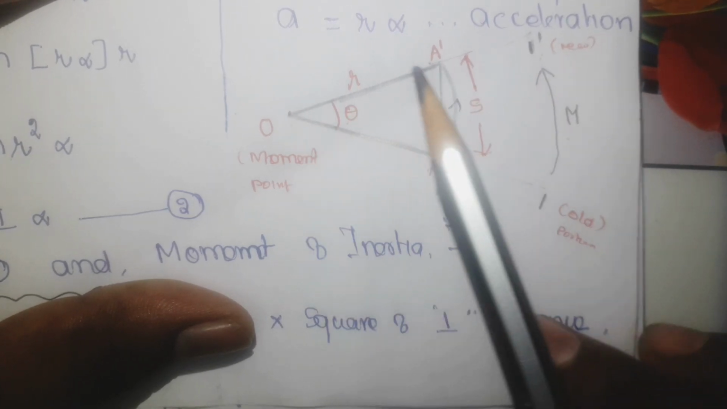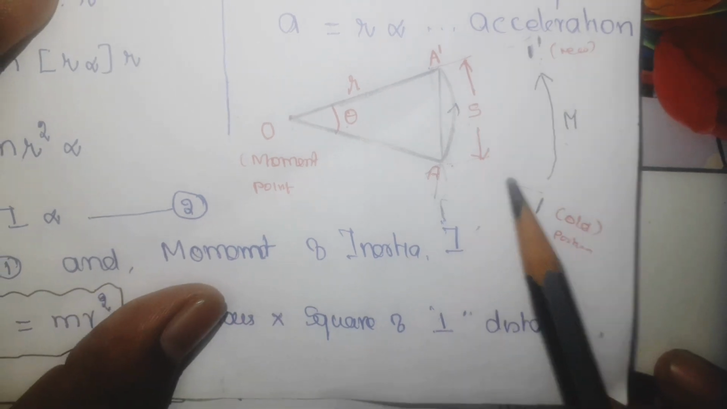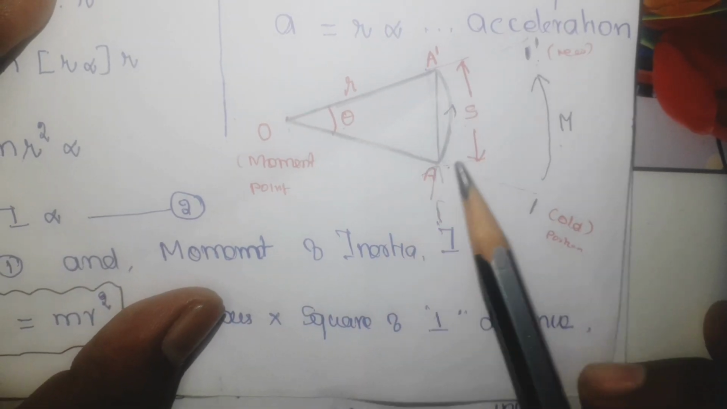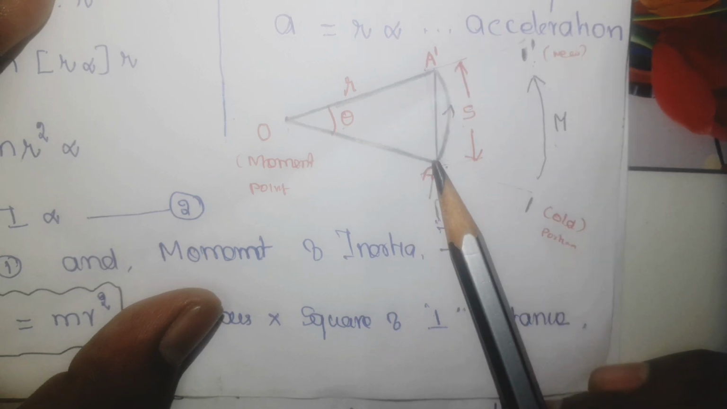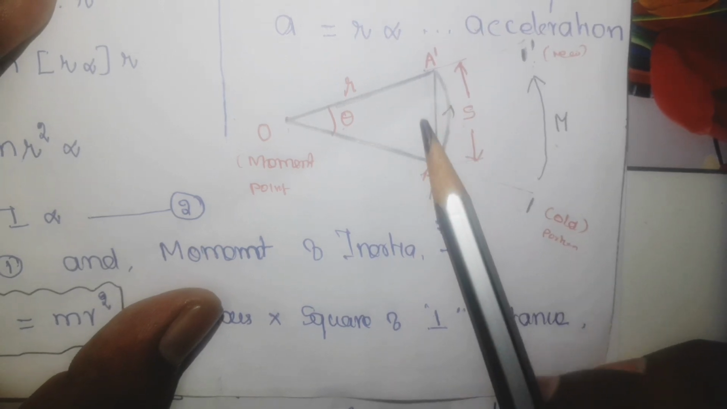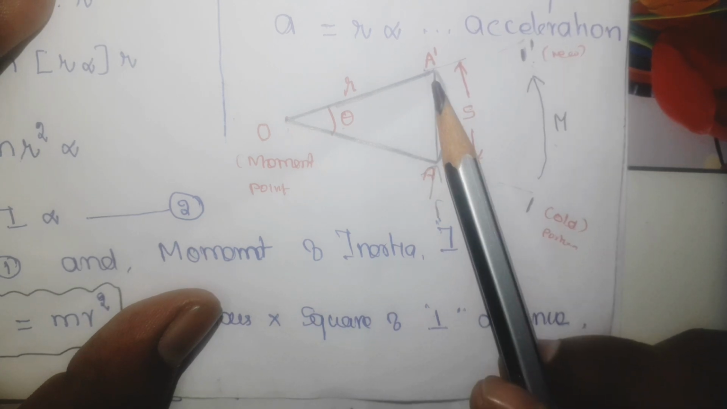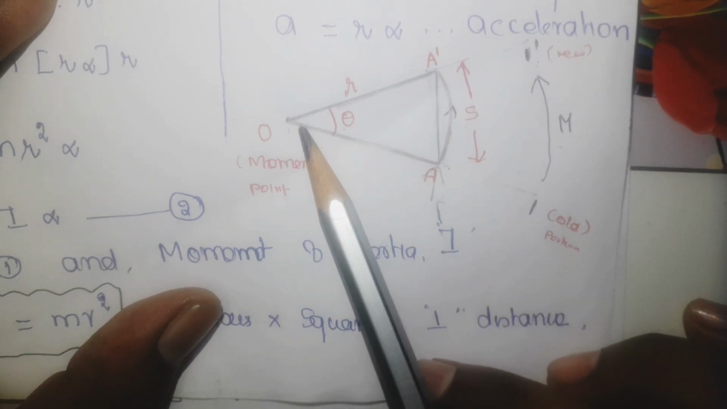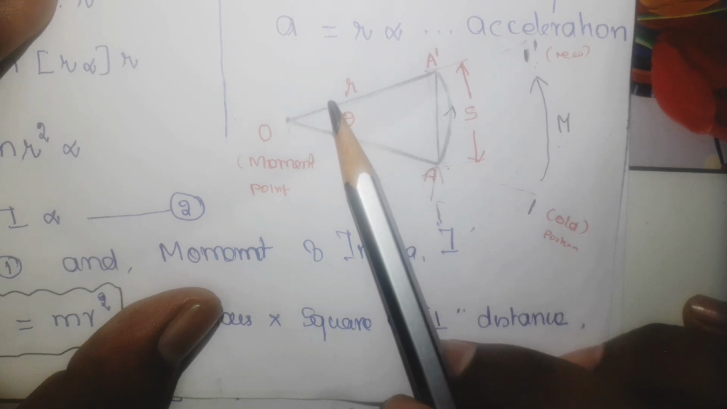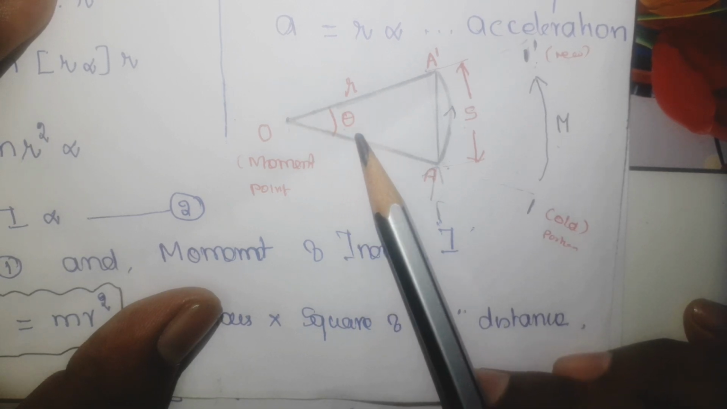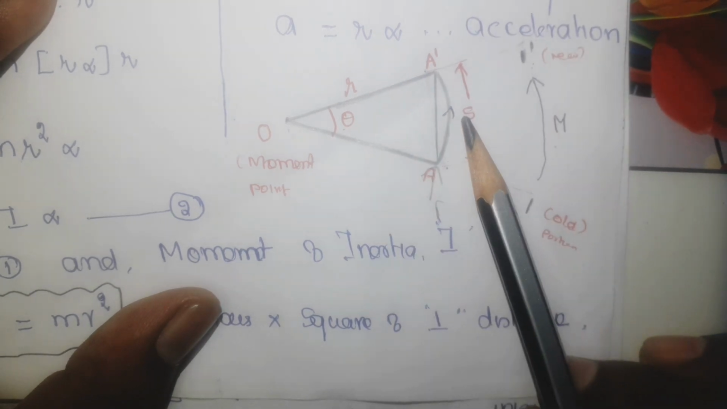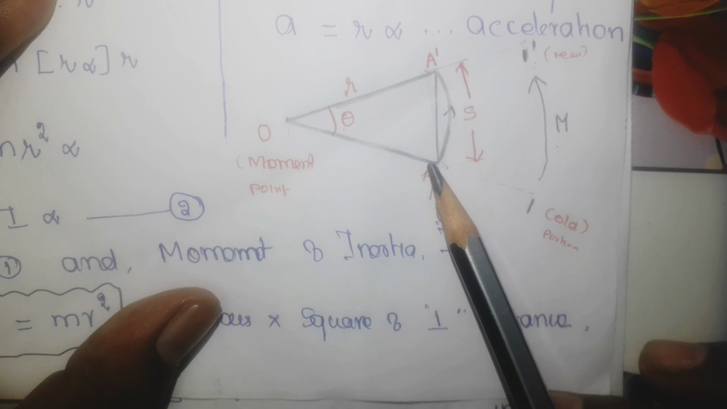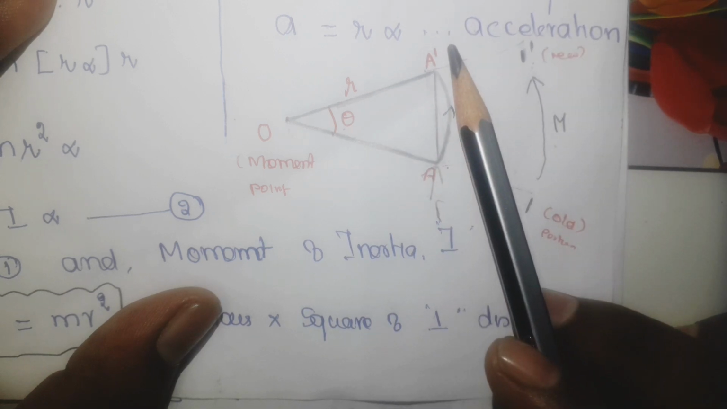So this is the new position. Now if you take the point A, point A is shifted to A dash. Now this is the linear movement, translational motion. But if you look here, you have a change in angle, so there is a rotational motion. So theta is the angular displacement and S is the linear displacement of point A dash.